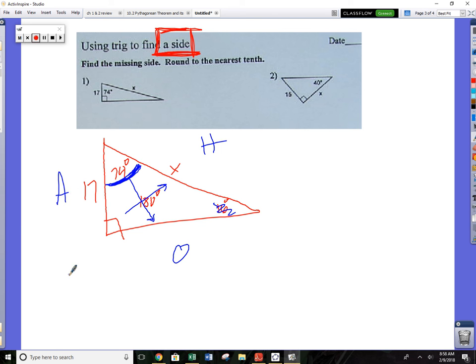Now, you've got to figure out which of the three trig ratios you're going to use. We're going to go CAH, or we're going to go TOA. Why are you digging CAH?